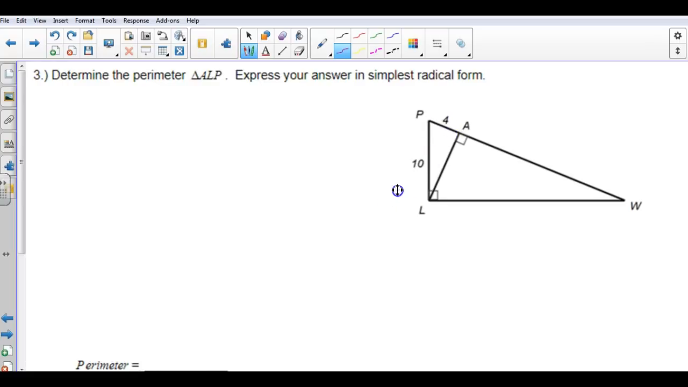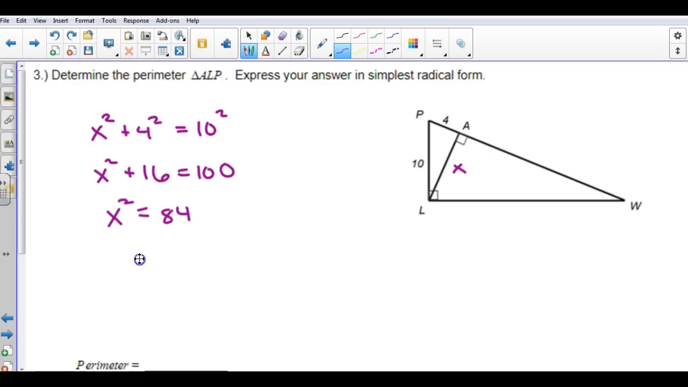So from the very first problem, we go back to this idea that we're just going to use the Pythagorean theorem, and instead of taking a square root then, we're going to end up just simplifying the square root that we end up with. So going back to the original problem, we said x squared plus 4 squared was equal to 10 squared, and that turned into x squared plus 16 equal to 100. And then I took the 16 to the other side and got 84.